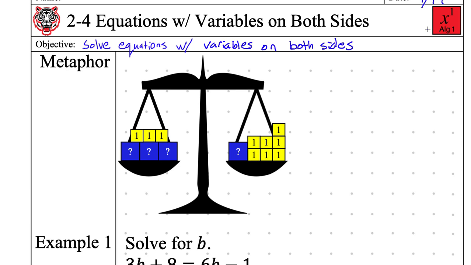Cool. I want you guys to think for at least 30 seconds. What could you do to both sides in order to get one question mark block by itself? What are you allowed to do? Obviously, I can't just say I can switch this question mark block for 3 of these because I don't know that the question mark block weighs 3. So how are we going to get one question mark block on each side?